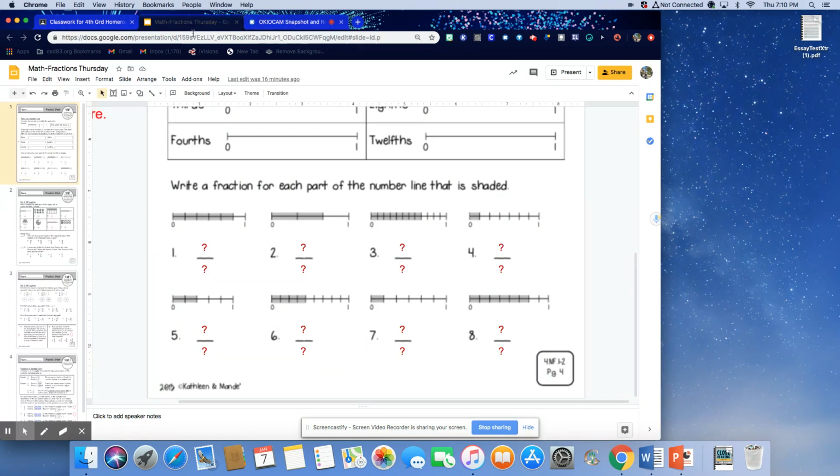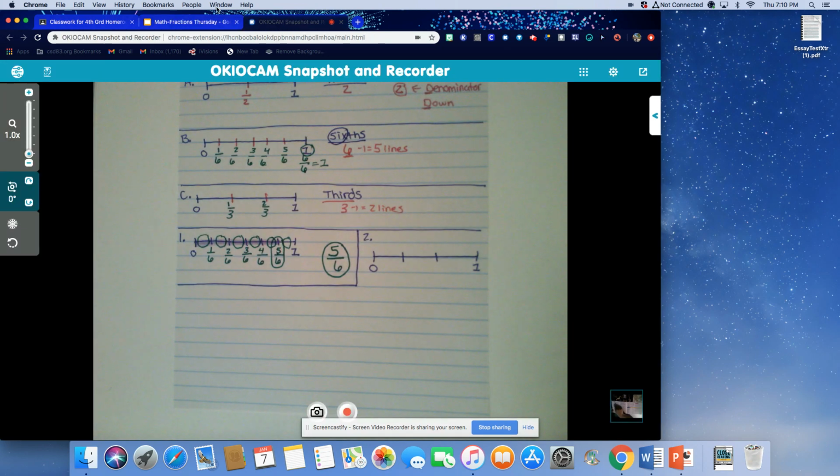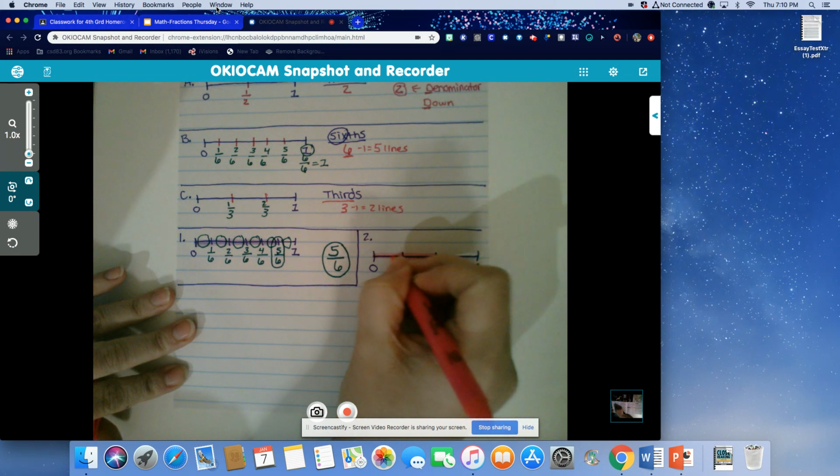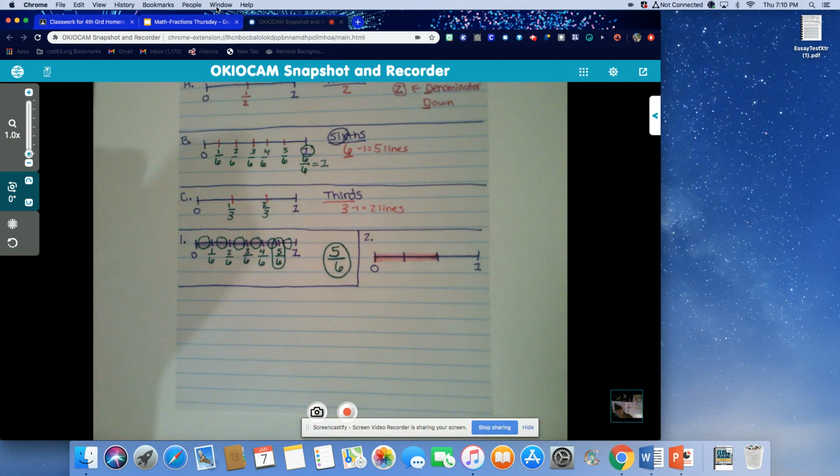I want to go back, and they have 1, 2 pieces shaded. Let's do a different color this time. So let's do 1, 2. So my shaded area is represented by the pink highlight.